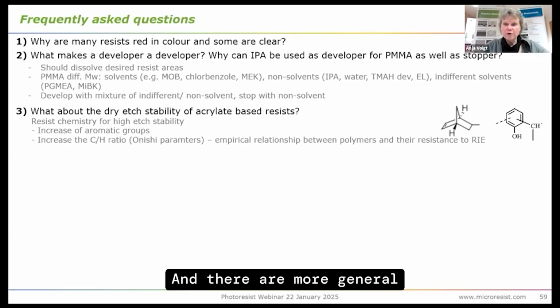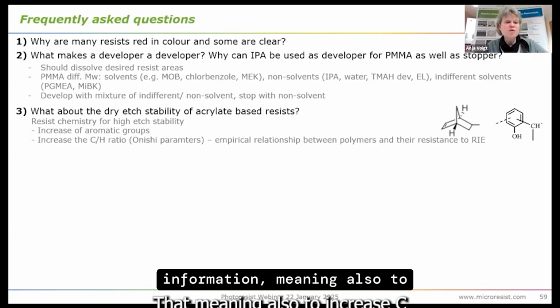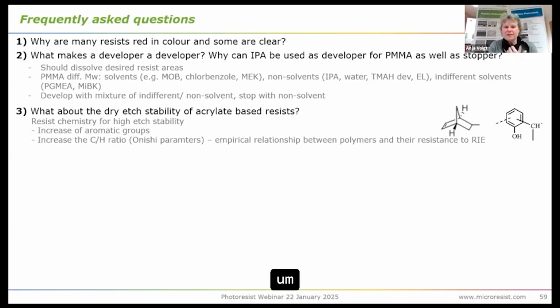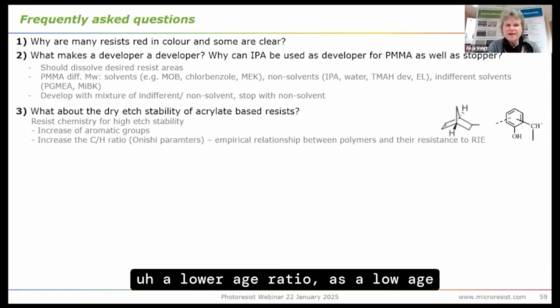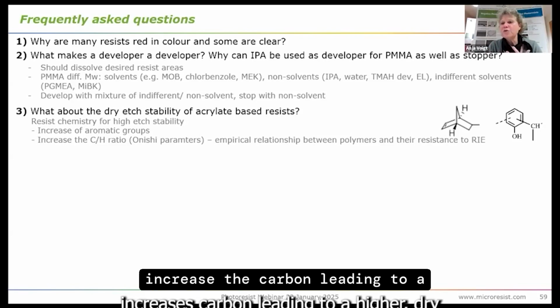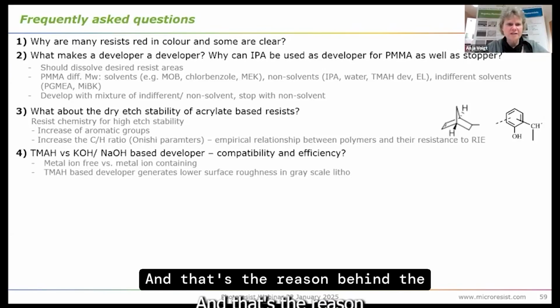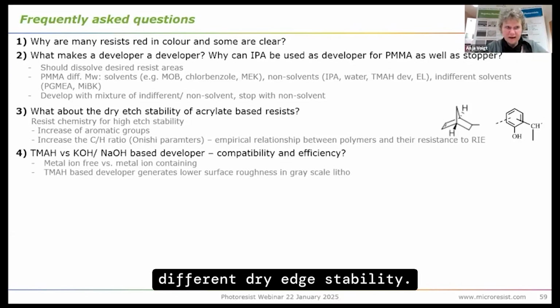And there is more general information. It also means increasing the carbon to hydrogen ratio. So it's the same as for aromatic: having a lower H ratio, increasing the carbon, leads to a higher dry etch stability. That's an empirical rule, and that's the reason behind the different dry etch stability.